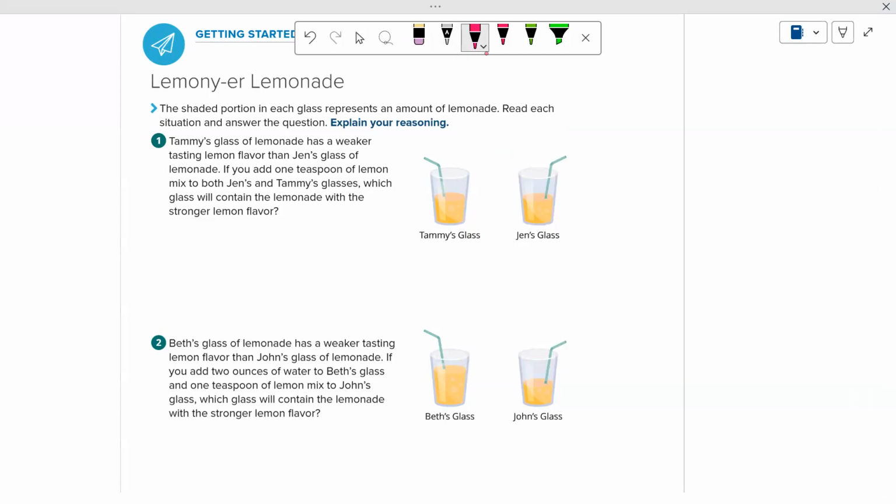So on page 184, let's read. The shaded portion in each glass represents an amount of lemonade. Read each situation and answer the question. And then the big key here, explain your reasoning. We see this on our tests, right? All the time. So we always have to explain our reasoning.